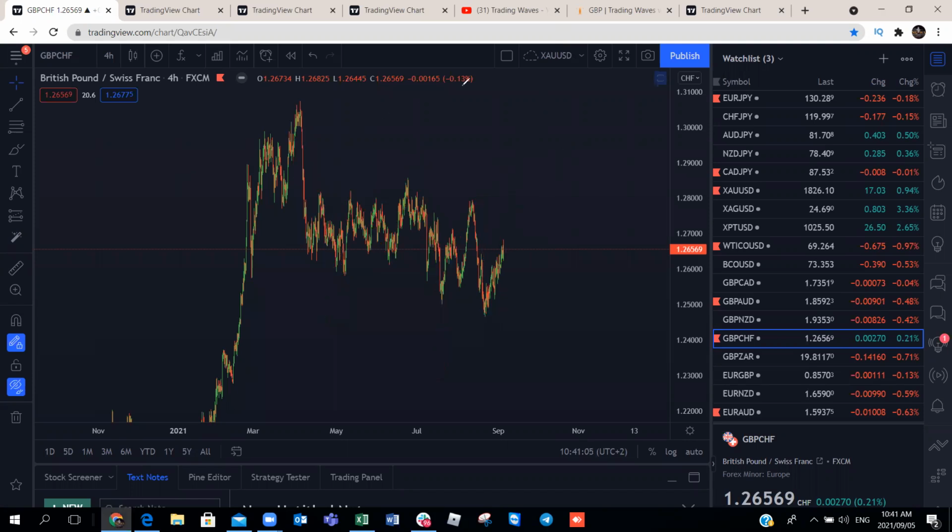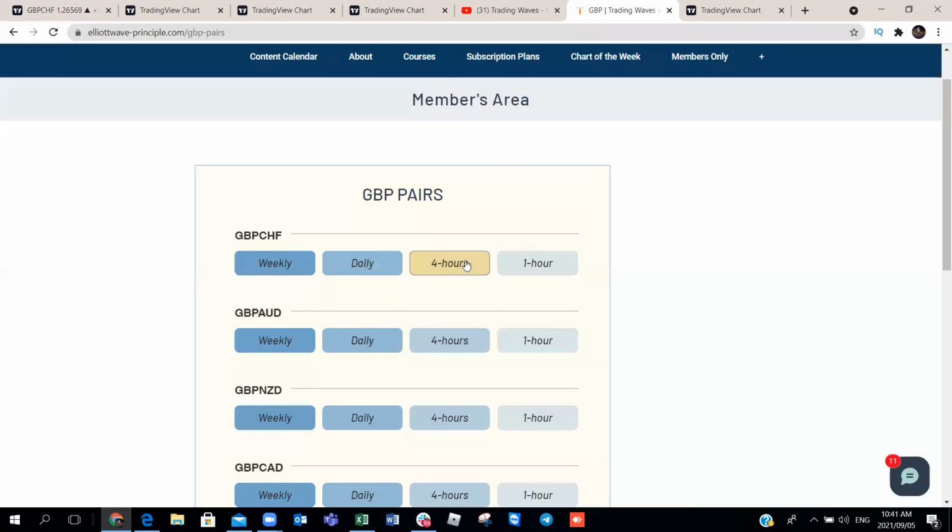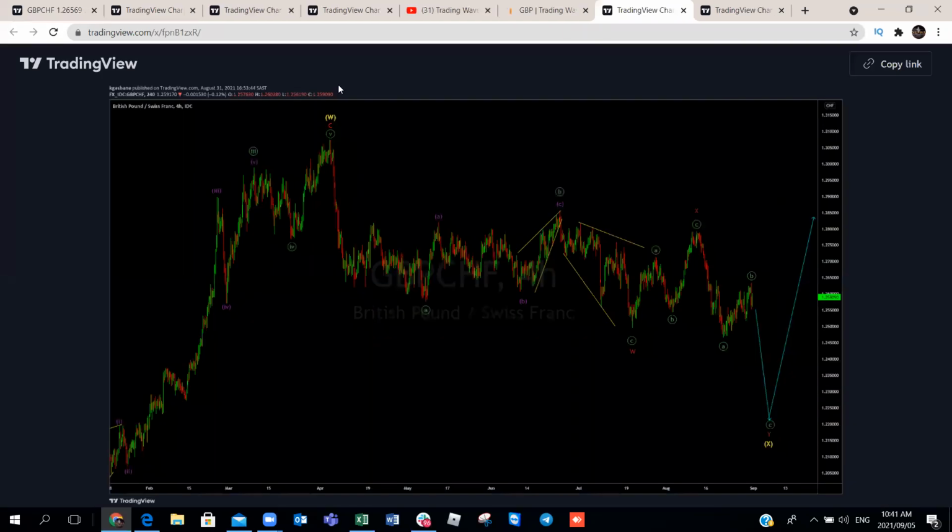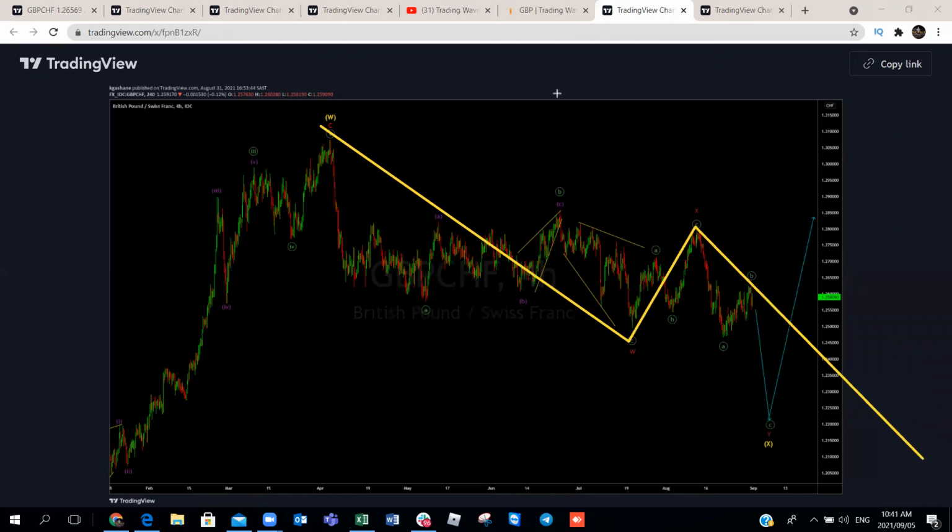Scenario number 2 is this one here that we've got listed here for our. So on the 4-hour, you'll see that we've got a structure like this on pound chief. We've got this one as W, X, and a Y like this. And if that is the case, then that means we've got this one as a green, ABC, ABC. If that is the ABC, that is a pullback in X. Now this is another ABC. We'll expect one more down.